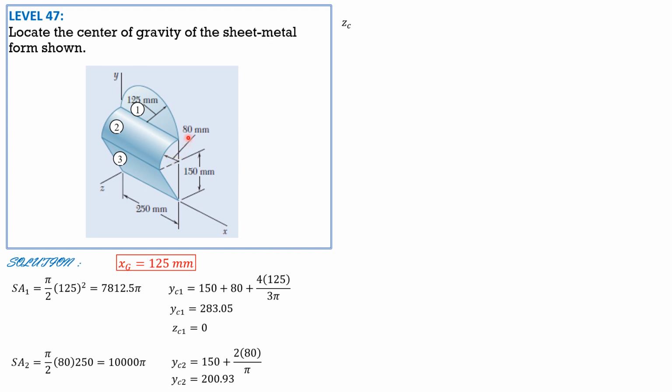So it is 2 times 80 over pi, z sub c2, and it is equal to 50.93 or 160 over pi.